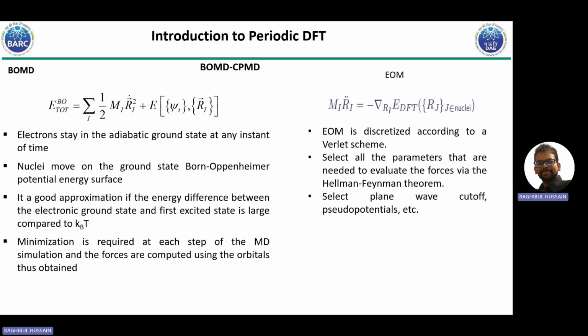Okay, so now I will just tell you what it means. Whatever I have told, I have written here. The electrons stay in the adiabatic ground state at any instant of time. Adiabatic means, for those who know thermodynamics, there will be no exchange between the two different states. Is it or not? So that is called the adiabatic condition, ground state. Then what I have written: the nuclei move on the ground state Born-Oppenheimer surface. Already we have discussed the Born-Oppenheimer surface. So the nucleus should always be on the Born-Oppenheimer surface.